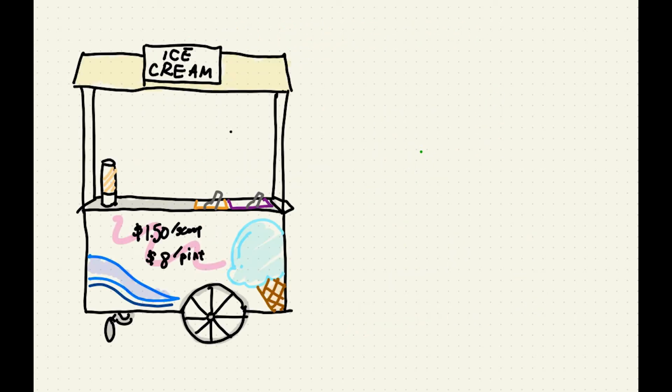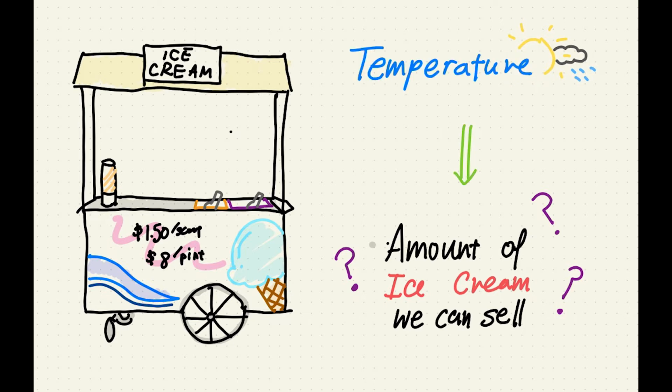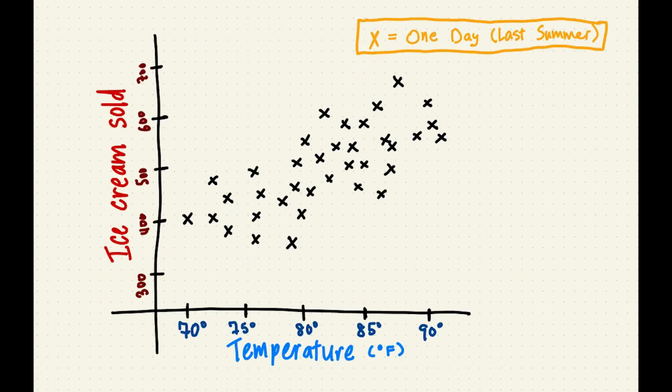Let's say we own an ice cream stand and we want to know how much ice cream we can sell this summer, so we don't make too much or too little. With a weather forecast, we'll know how hot it'll be each day, so we'll predict the amount of ice cream sold by using the temperature. To make this prediction, we'll estimate based on our data from last summer. Each point represents one day from last summer. The horizontal position is the temperature that day, while the vertical position is the amount sold that day.